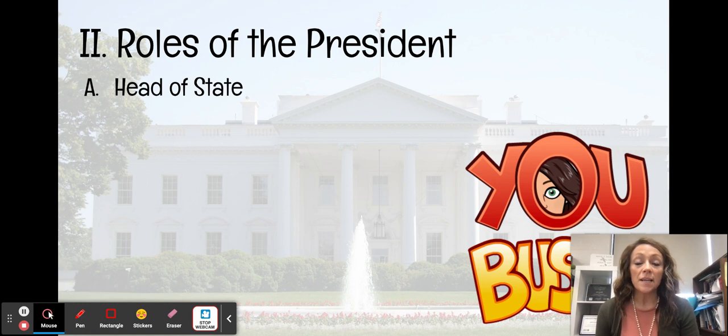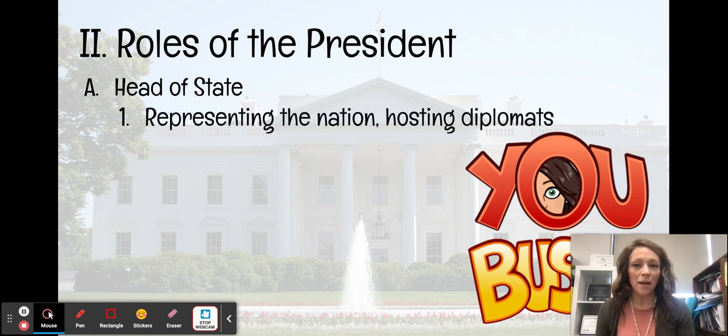So as president, the person in charge of our country is the head of state, okay? And this means that they have a ceremonial responsibility for representing the nation, hosting visiting diplomats, and a diplomat is somebody who's coming from another country, like the leader, and they're responsible for being the face of the United States and just representing us around the world.